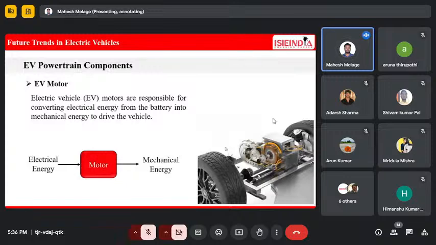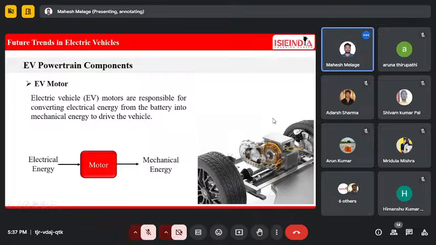Next one is the electrical vehicle powertrain components. The main component in the electrical vehicle is the EV motor. Previously we discussed what a motor is: the motor converts electrical energy into mechanical energy. In the picture, this is the motor, and this is the gear system or transmission system. This is the motor. Okay.